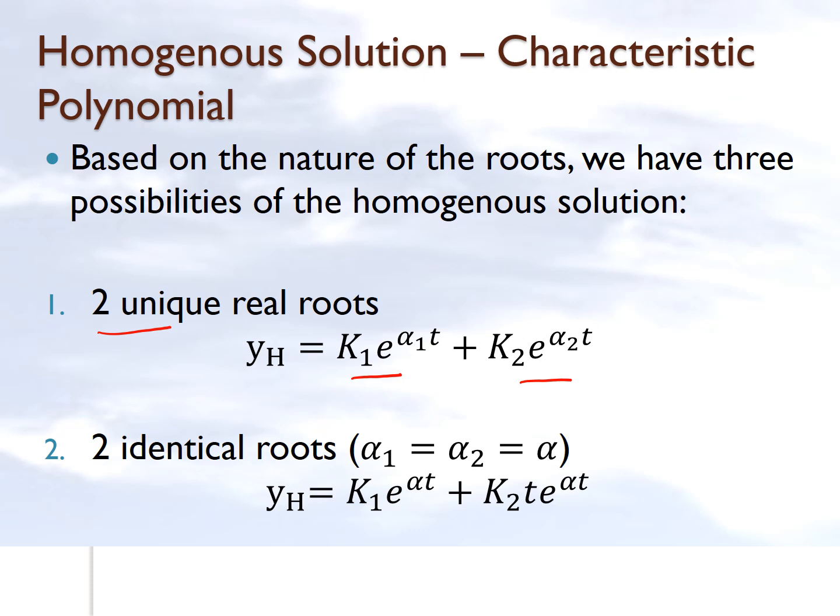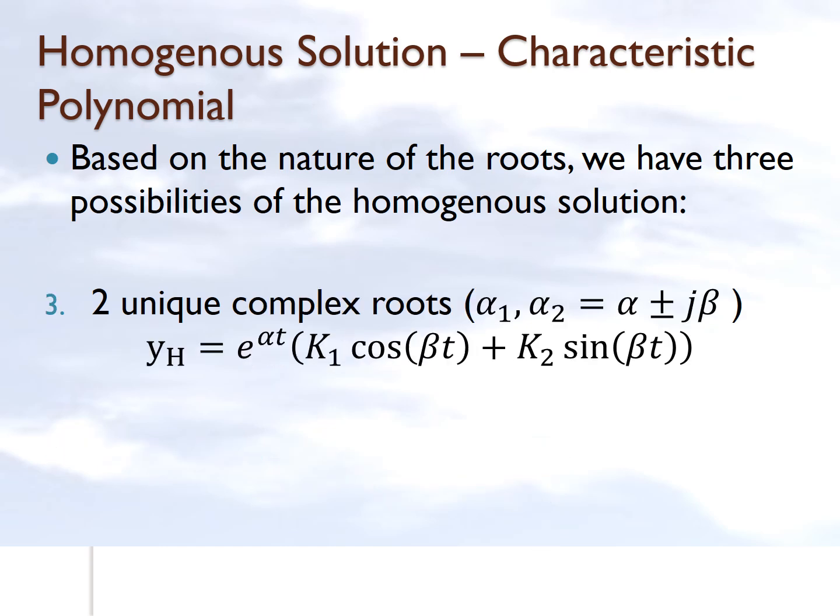The second possibility of the roots is that we get two identical roots, meaning that alpha 1 and alpha 2 are both equal to alpha. The homogeneous solution is still an exponential function whose exponent is alpha, because alpha 1 is equal to alpha 2, which is equal to some real number alpha. But now we have this extra t here.